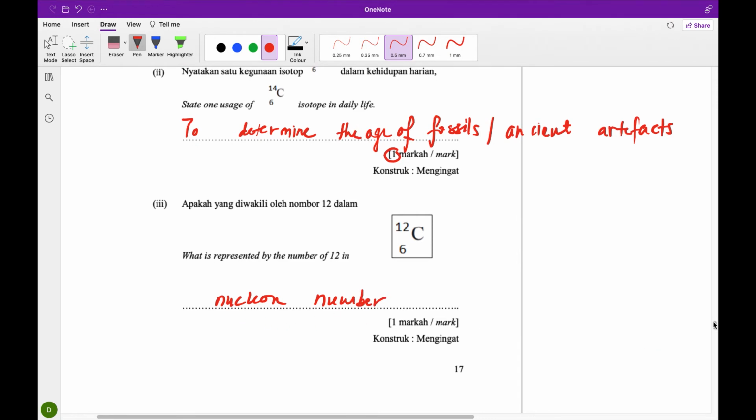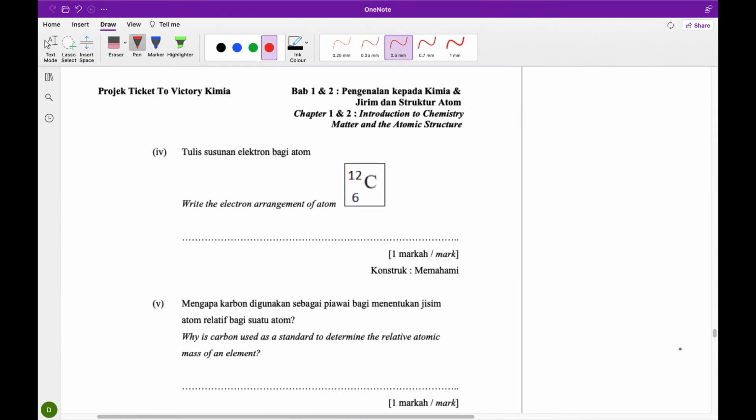Again, please check the spelling in order to get the 1 mark. Okay. Let us move on to the next question.